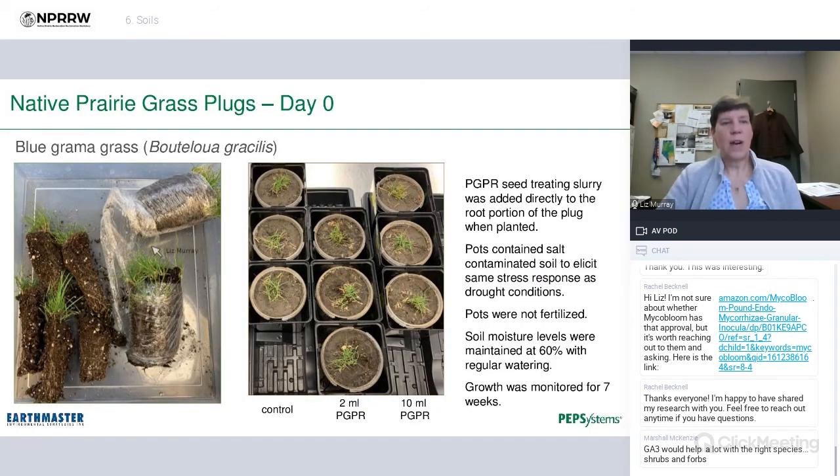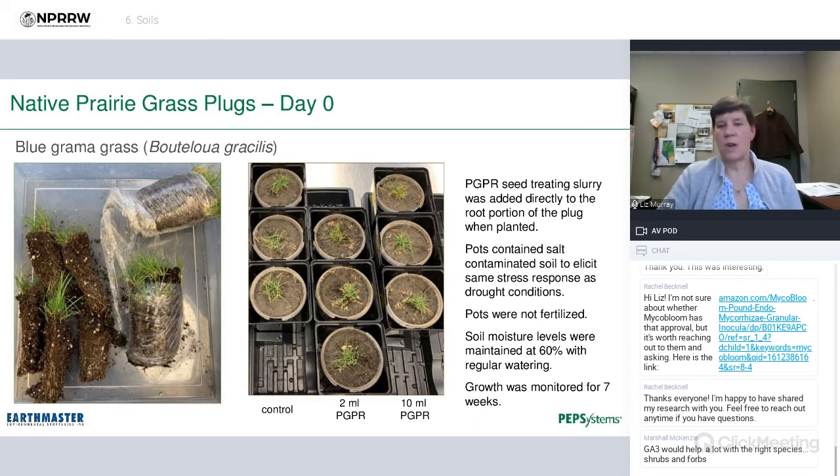We got some native prairie grass plugs, in this case, blue grama grass, and we were treating them with PGPR slurry. And we actually added this slurry directly to the root plug. And then we potted them in the elevated salinity soil. And the reason we did that is because we wanted to elicit a stress response in these plugs that would be similar to, or trigger the same stress response as, what they would encounter if we were planting in drought conditions and without the salt stress. We didn't fertilize, we maintained the moisture levels, and we monitored these for 7 weeks.